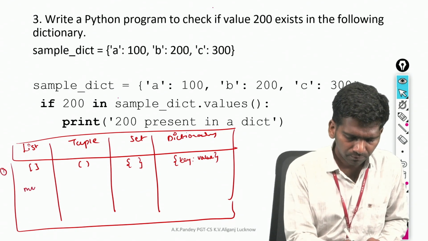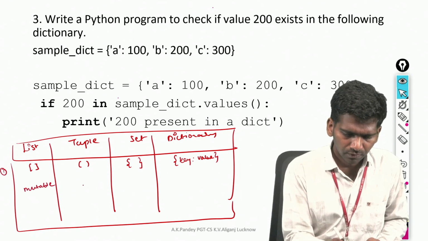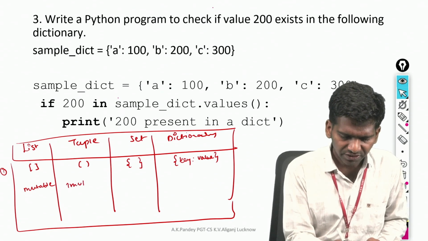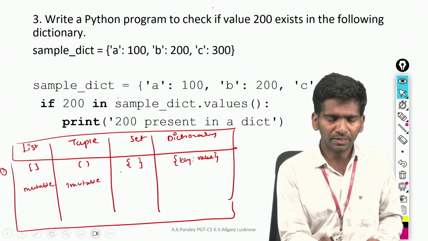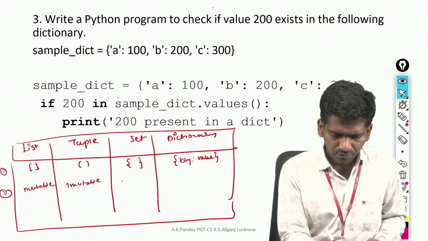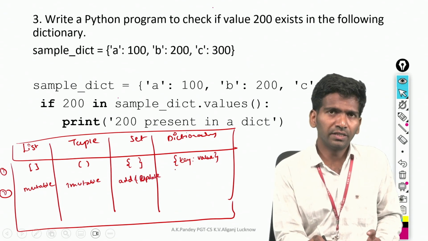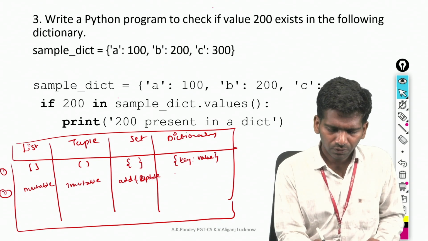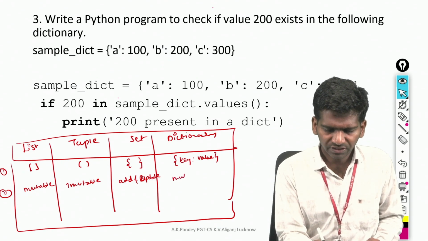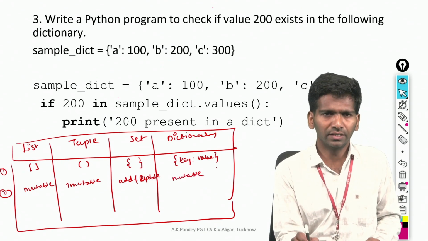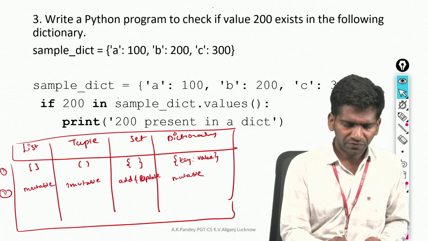Lists are mutable; tuples are immutable, you cannot change the elements. With sets you can add and remove, add and update the elements. Dictionaries are also mutable, you can change them as you like. This is one more difference.